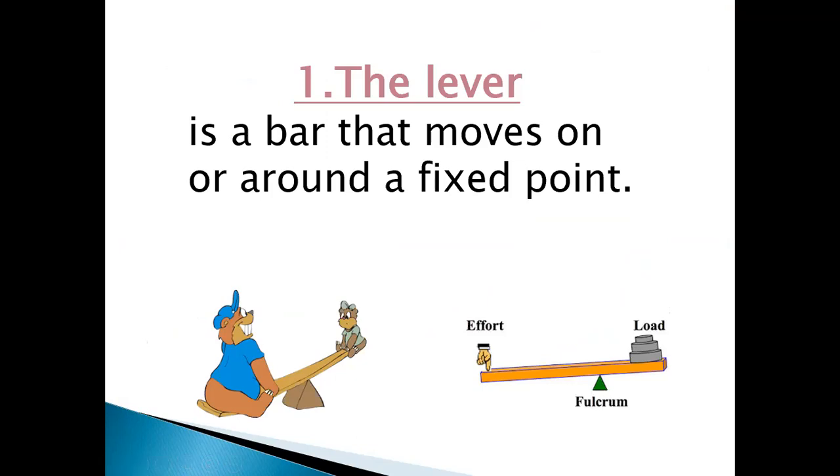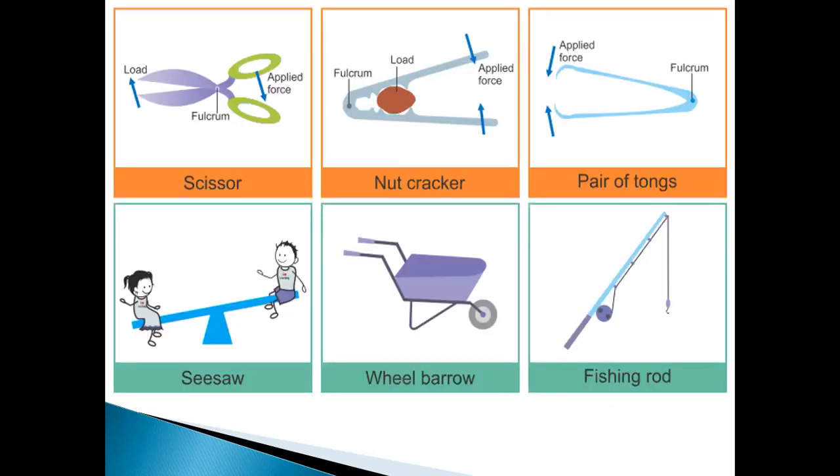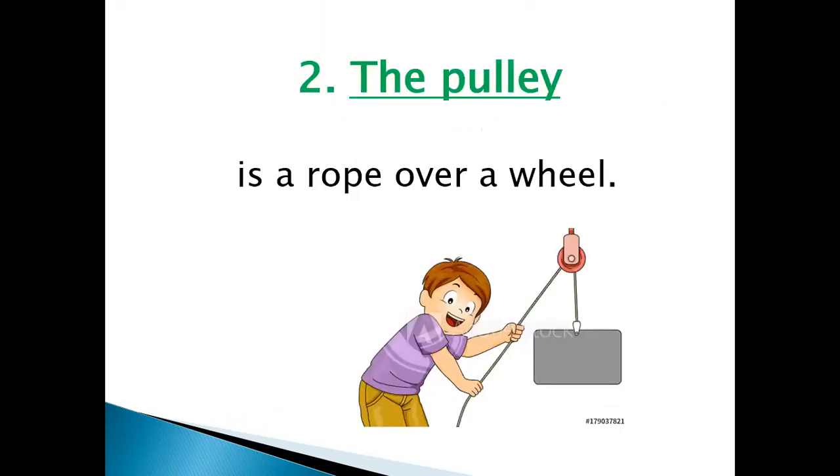And the lever, it's a type of the simple machine. Okay? And all of those examples, they are using push and pull force. Okay? The second type is the pulley. Pulley, it's another type of the simple machine. What does it mean by a pulley? It's just a rope, as you can see, that is over a wheel.